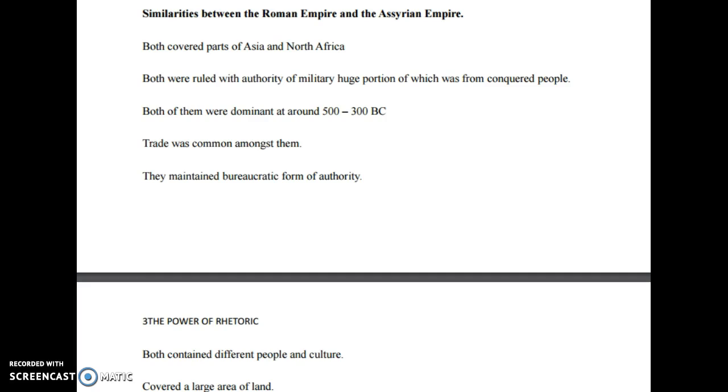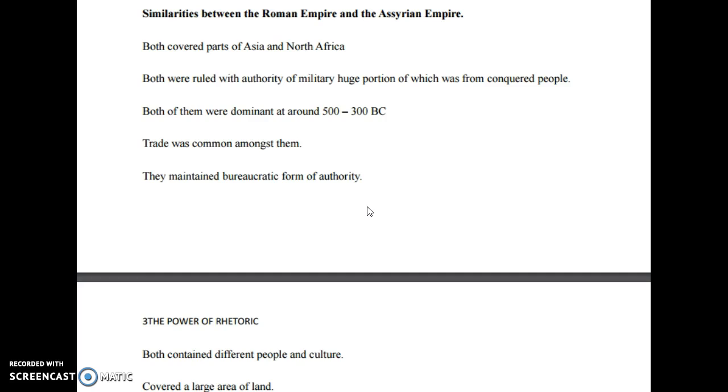Another key similarity to understand among them is that trade was common among them. Trading activities were one of their primary activities. Even though they went around capturing other areas, they were doing it while conducting trade activities.